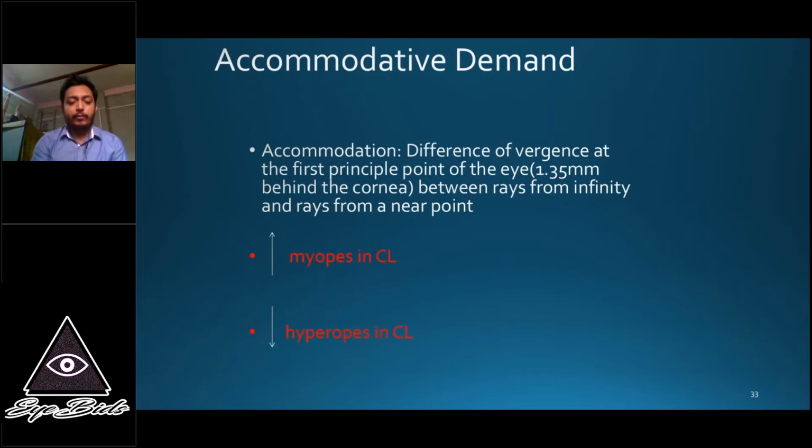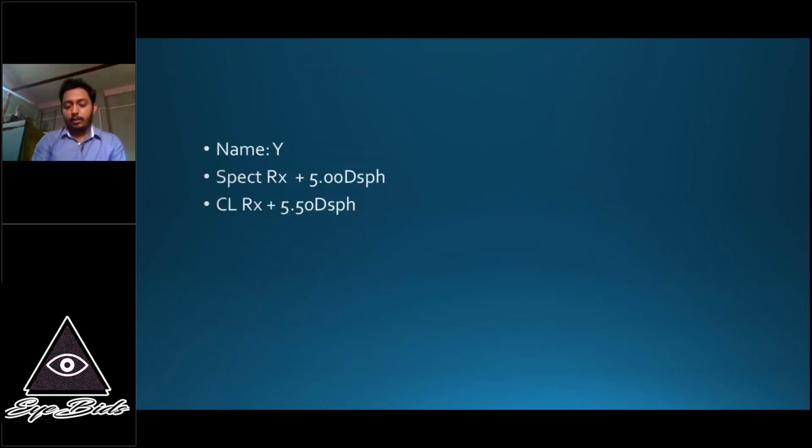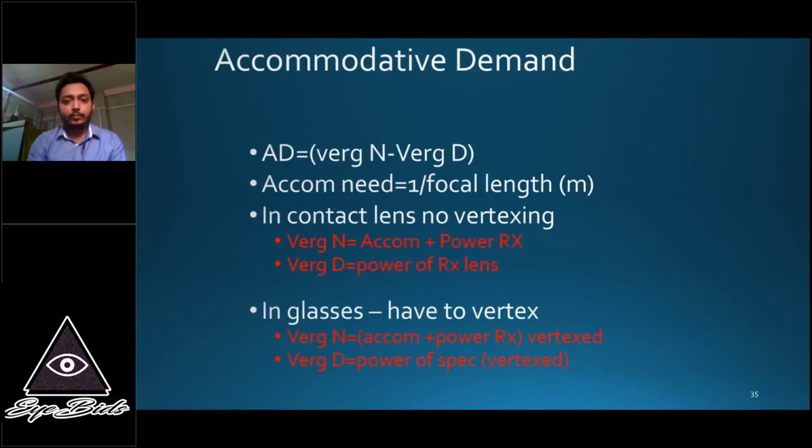So now what happened? While you are shifting from the spectacle to contact lens, as we have already discussed, the power is increasing. When you are correcting the vertex distance, the power is increasing in the contact lens. So now while the patient is wearing the contact lens, certainly they will get extra power for reading. So obviously the demand of accommodation will be a little bit lesser. Fine.